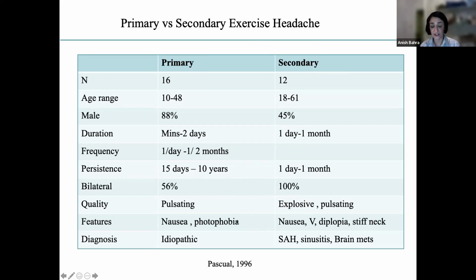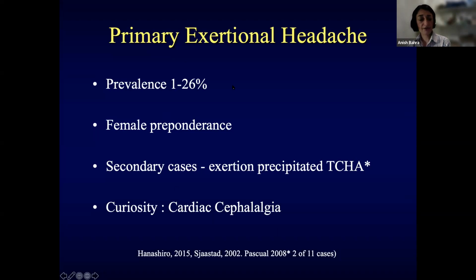They may have additional features. And again, the secondary can have any sort of pathology, because this is the same pathology as your thunderclap group. So the prevalence here varies across different publications, 1 to 26%, suggests a female preponderance. Again, secondary cases, exertion precipitated thunderclap headache.